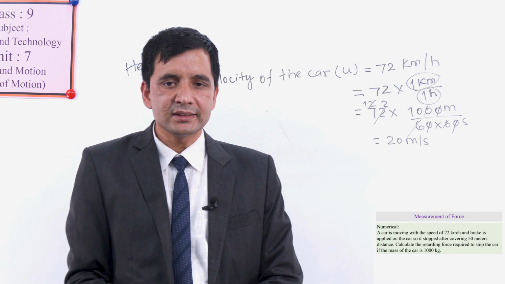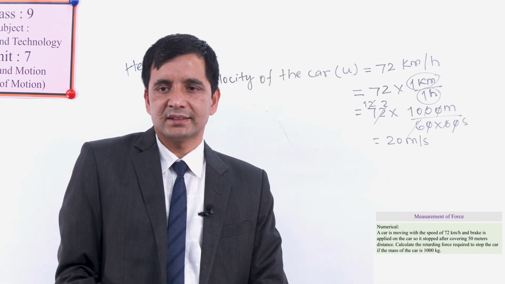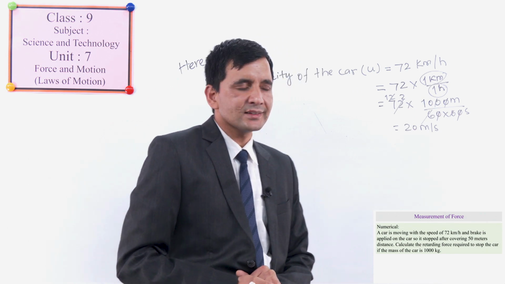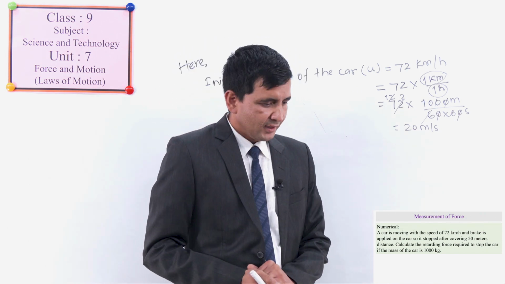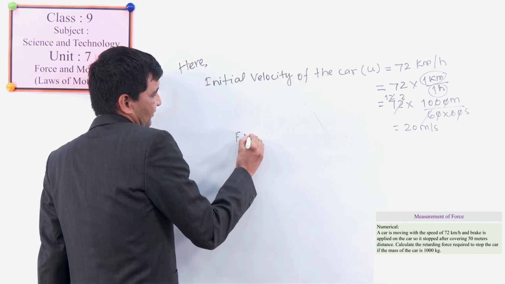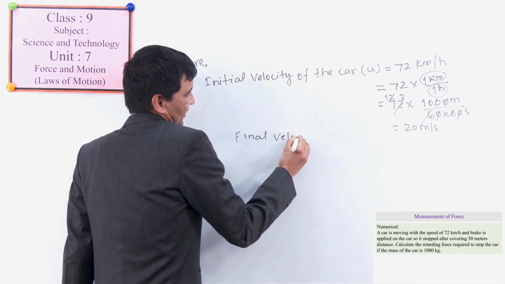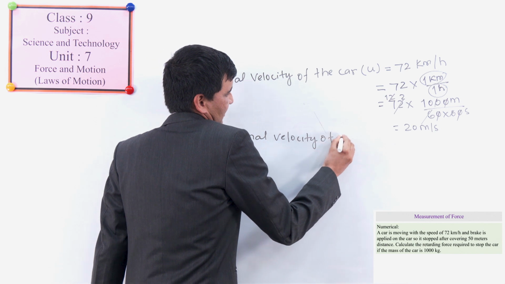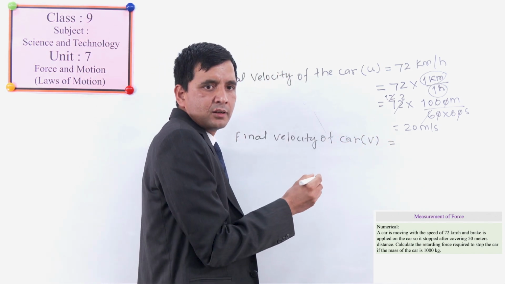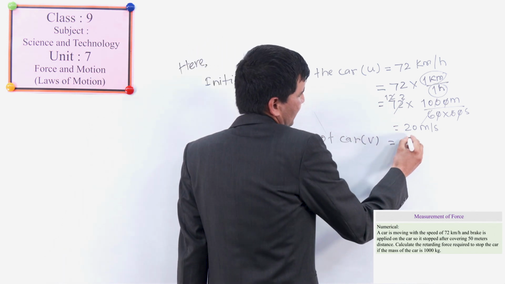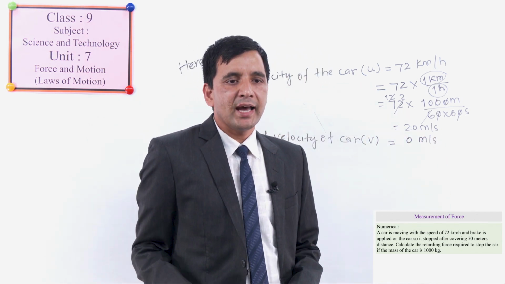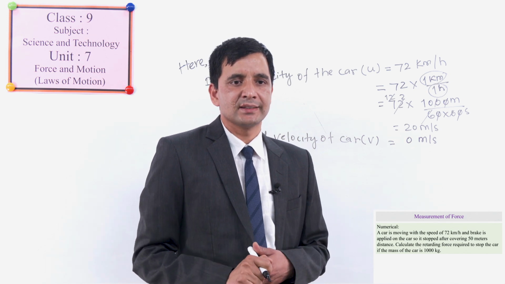Although the initial velocity of the car is given as 72 km per hour, we should understand that it is 20 meter per second. Let me write this, and similarly the final velocity of the car, v, is equal to 0 meter per second. Why 0? Because the car is stopped after covering a certain distance when the brake is applied on it, right?